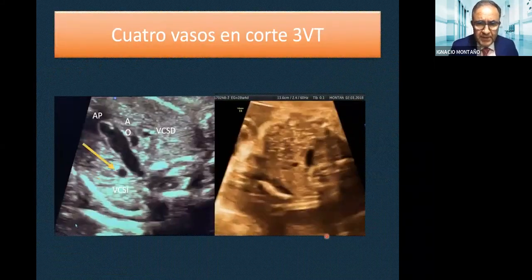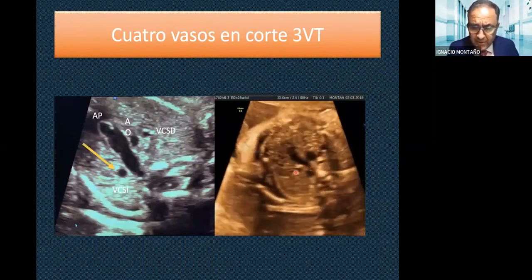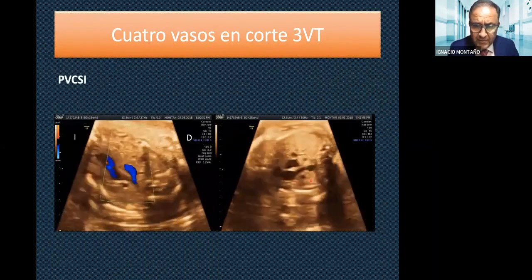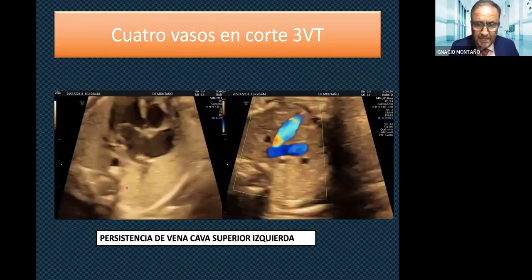For example, persistent left superior vena cava, we can see to the left of the pulmonary artery. The same case, applying color Doppler, the persistent left superior vena cava can be seen here. And when there is a persistent left superior vena cava, we are also going to assess whether the superior vena cava is going to be normal in size or smaller.